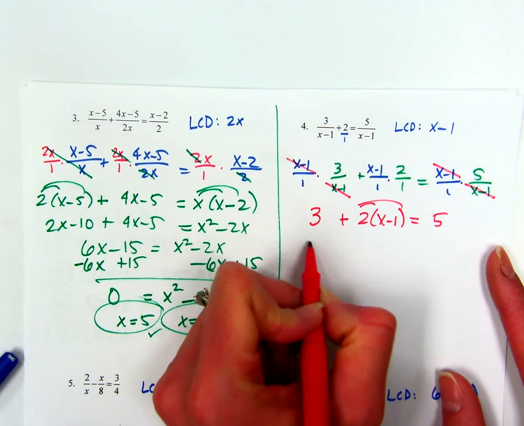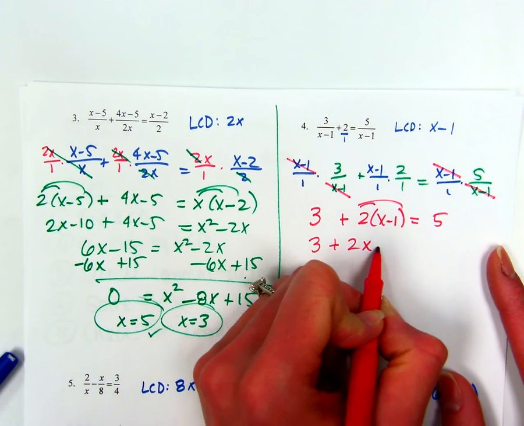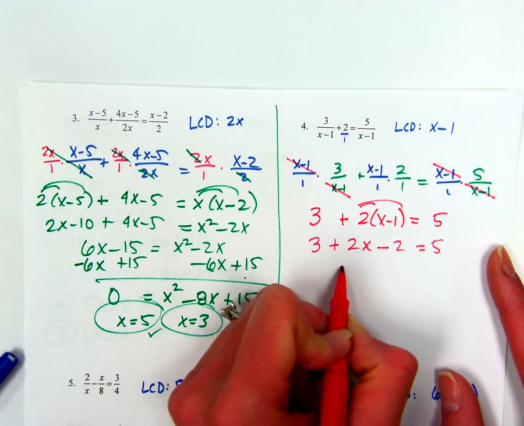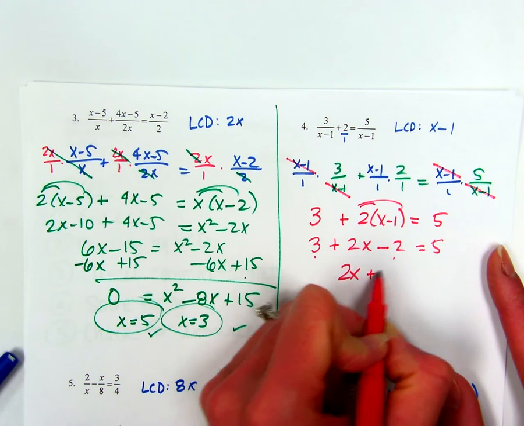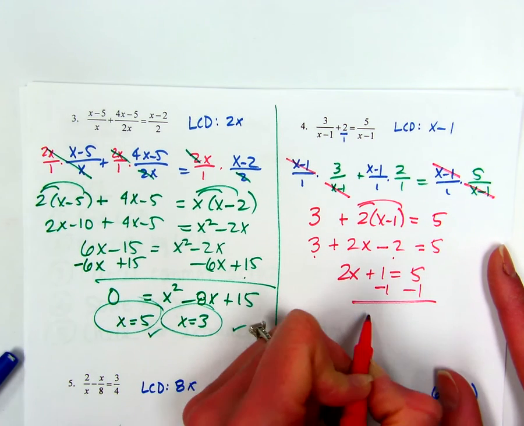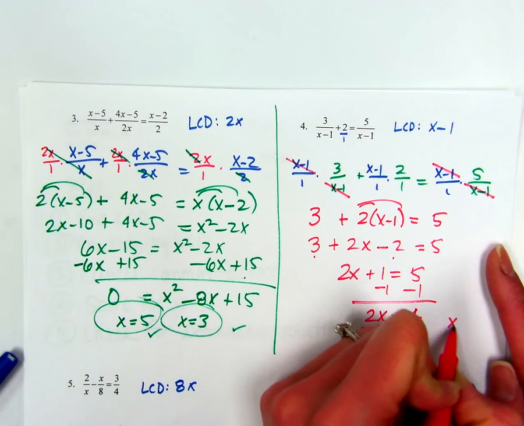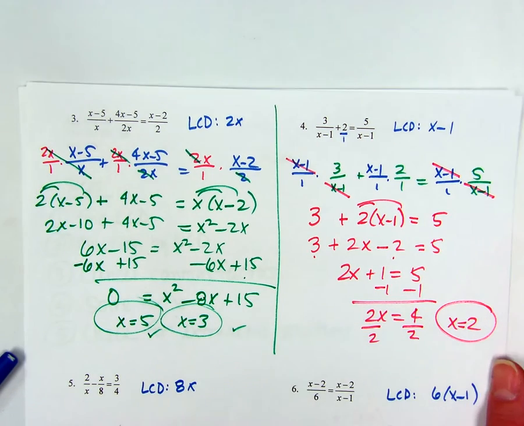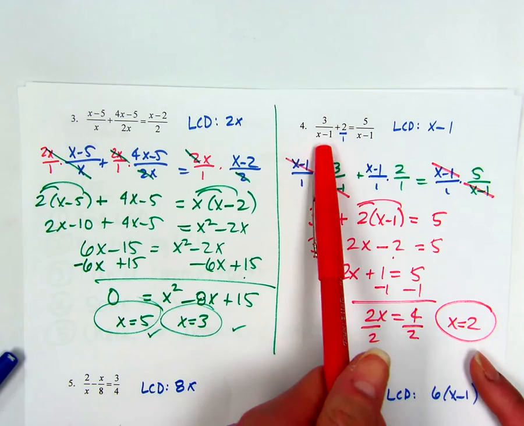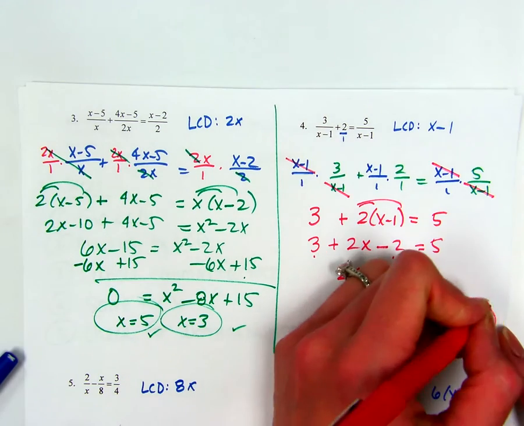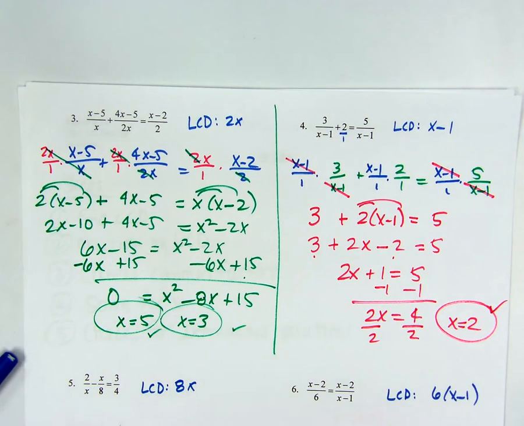All right, so now you're just distributing and solving for x. So 2x minus 2 equals 5. If I add my like terms, I get 2x plus 1 equals 5. If I subtract 1, I get 2x equals 4. And I get x equals 2. Double check that 2 minus 1 is 1, so that's good. All right, last two problems.